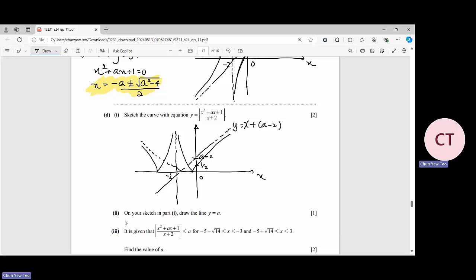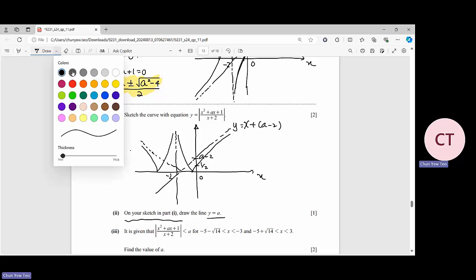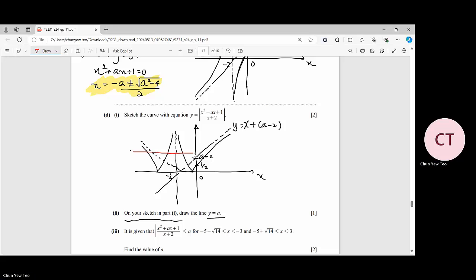So this is the graph on the modulus. And then after that, part 2: on your sketch in part 1, sketch the graph of the line y equal to a. So y equal to a will be somewhere here. Maybe I use a different color, a red color, to sketch a. This is the graph of y equal to a. So from here you can see that you have four intersections, and these four intersections will be related to part 3.